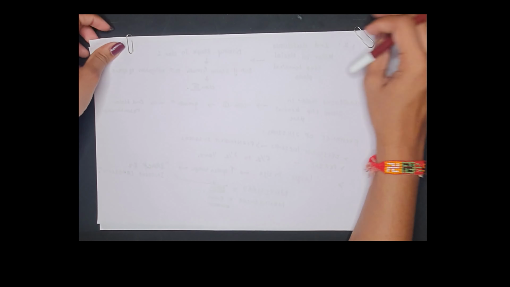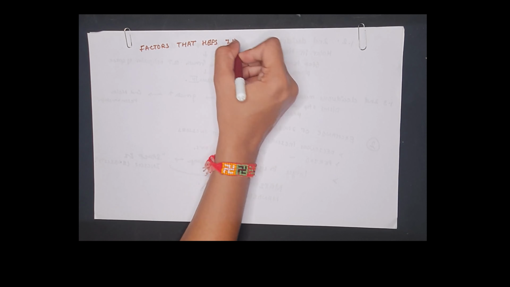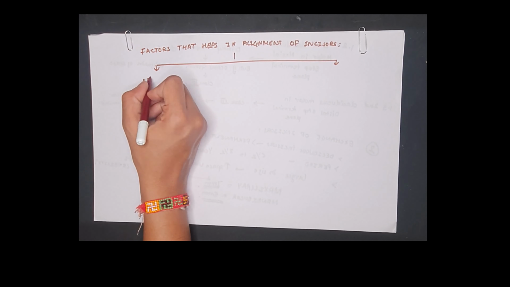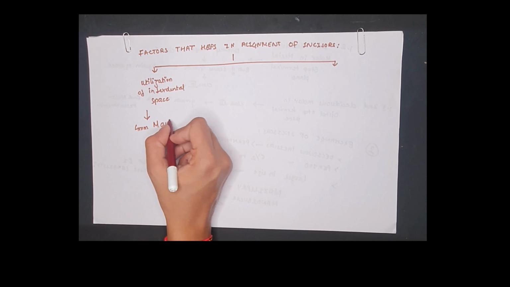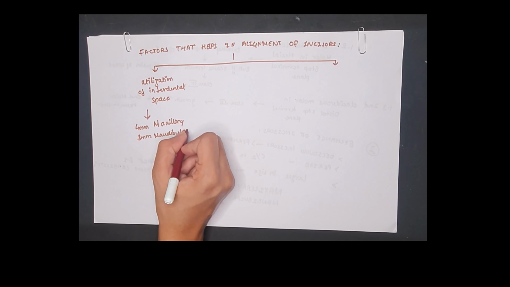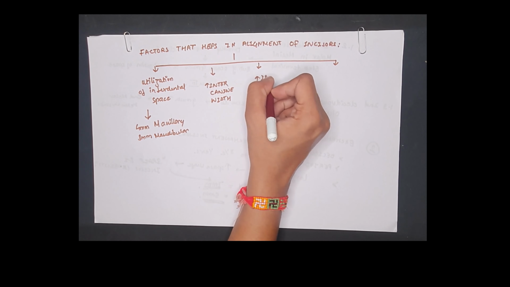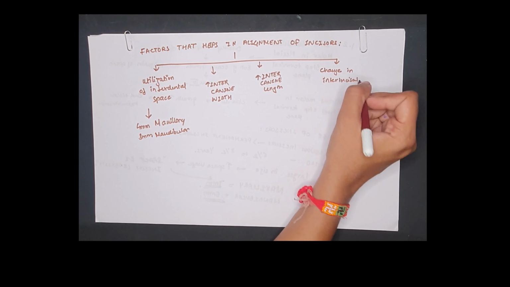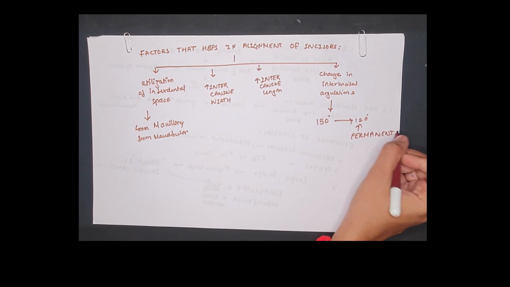Now, there are a few factors that help in alignment of the incisors in the oral cavity when there is an exchange of dentition from deciduous to permanent. There are usually 4 of them. The first one is the utilization of interdental space, which is 4 mm in maxillary and 3 mm in mandibular. The second one is increased intercanine width, where the permanent teeth can adjust themselves, the third one is increased intercanine length, and the fourth one is change in interincisal angulation. As you see, there is 150-degree angulation in the deciduous and it changes to 120-degree in the permanent dentition.